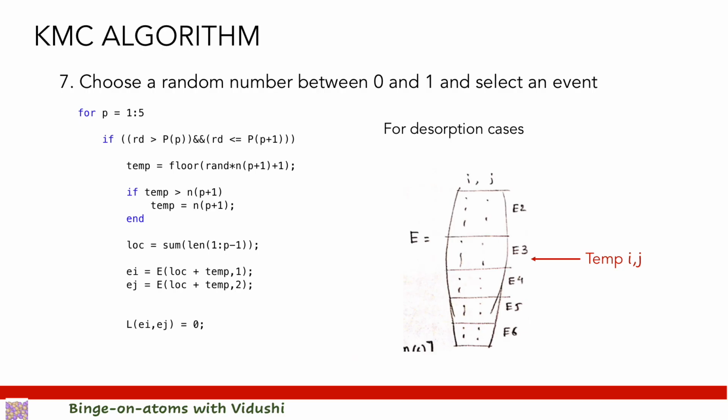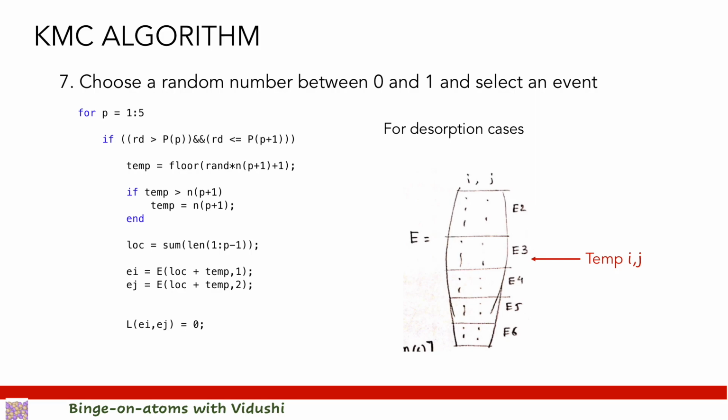Now similarly for the desorption case, the range of RD is chosen and an event is selected. A temp number is determined and the ij located at the temp number in the event matrix is selected. Now remember, this is a desorption case. So the value in the L matrix will turn to 0 at ij. As you can see here, L at Ei, Ej is equal to 0. It is turned to 0 as the desorption is taking place.